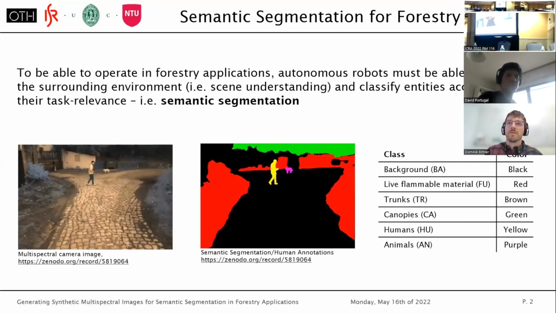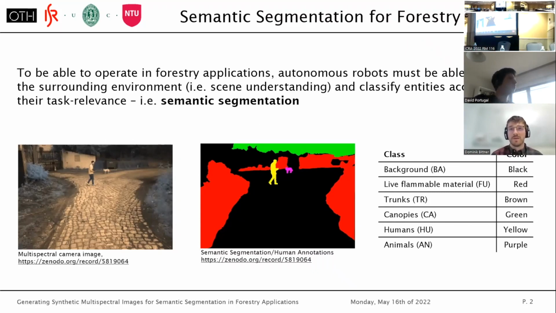First of all, we need to define what semantic segmentation in forestry robotics is. To be able to operate in forestry applications, autonomous robots must be able to perceive the surrounding environment and classify entities according to their task relevance. For example, semantic segmentation, which is in turn the classification of individual pixels. These are supervised models using pre-annotated datasets.